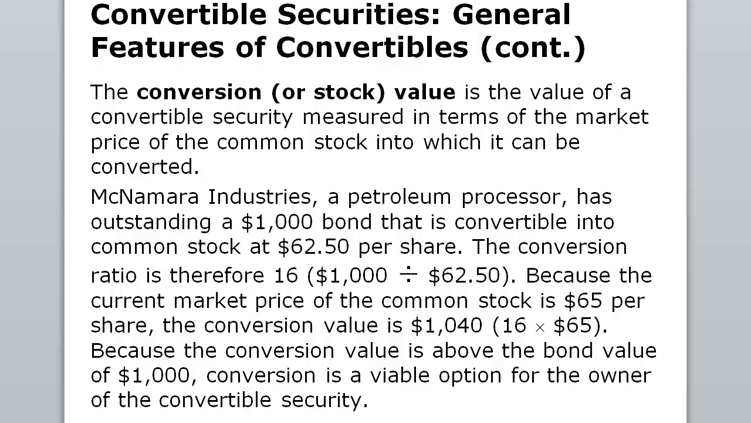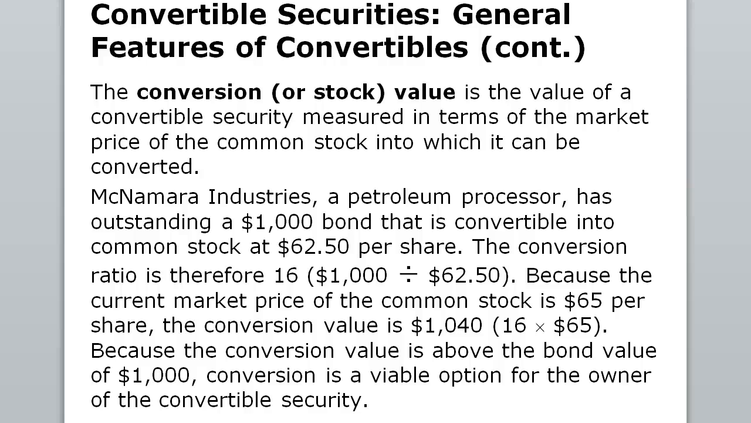So if you have an outstanding $1,000 bond that's convertible into common stock at $62.50 per share, the conversion ratio would be $1,000 divided by 62.5, or 16 shares. Now, because the current market stock price has moved up to $65 per share, the conversion value would be 16 shares of stock times 65, or $1,040. Because the conversion value is above the bond value of $1,000, the conversion is a profitable option for the owner of the convertible securities.